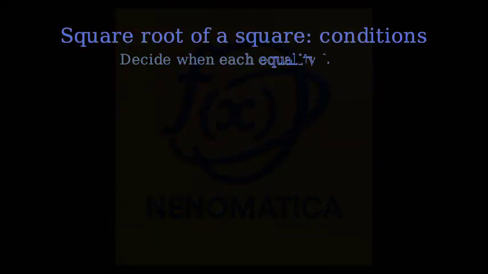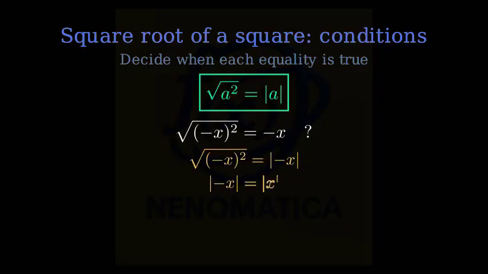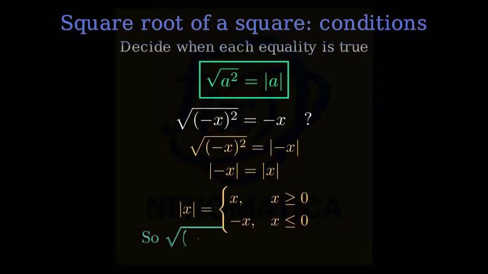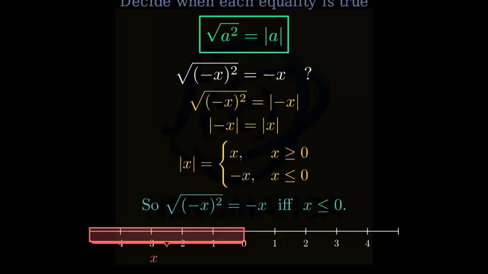In this short lesson, we will decide when two statements are true. The guiding rule is the square root of a squared equals the absolute value of a. That is, root of a squared equals absolute value of a. Part A. We analyze when the square root of (negative x) squared equals negative x. Start by applying the rule with a equal to negative x. That gives the absolute value of negative x. But the absolute value of negative x equals the absolute value of x. Now, the absolute value of x equals negative x precisely when x is less than or equal to 0. So the equality holds for all x less than or equal to 0, and it does not hold for positive x.